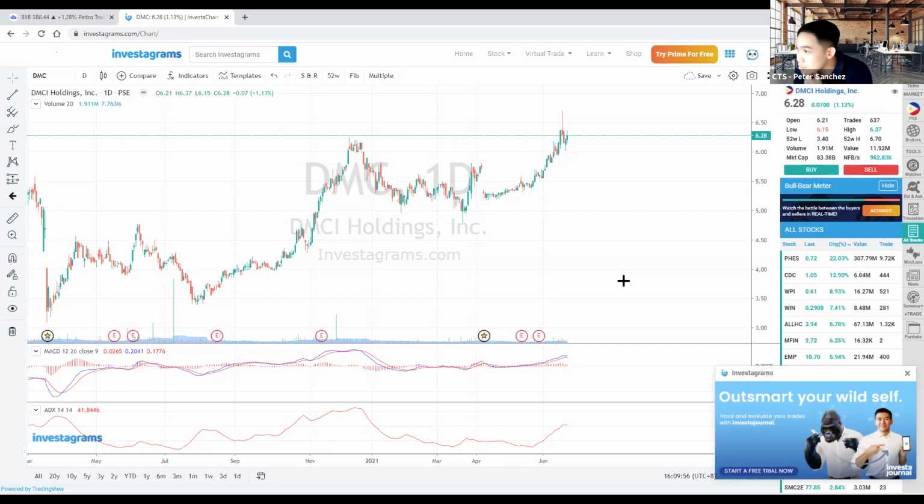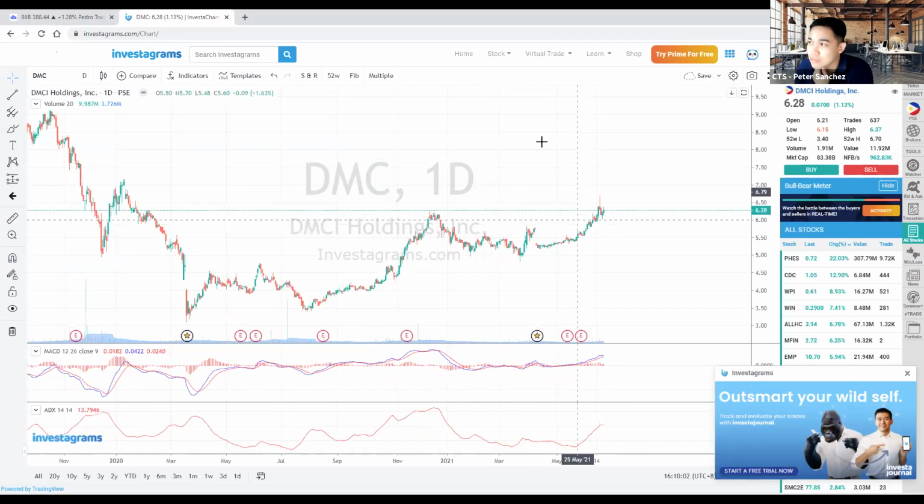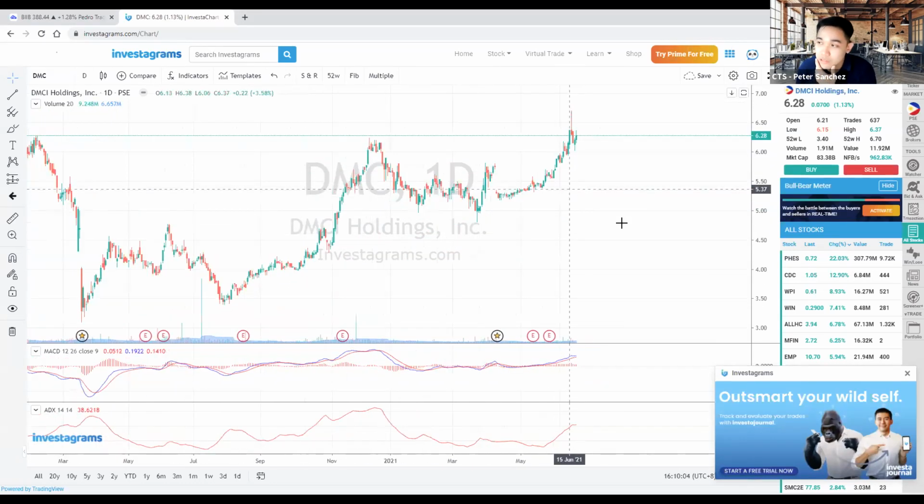Ito pala, sinabi ni Dan, dividends din yung DMC. So if you adjust the price, new high na to. Okay, baka sa Instagrams di pa na-adjust. Okay, so may mga ganung factors na kailangan nyo take into account.